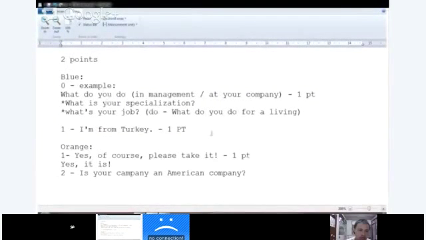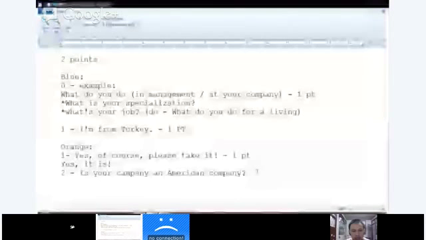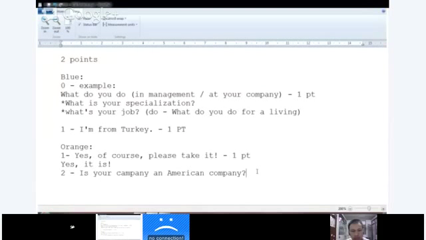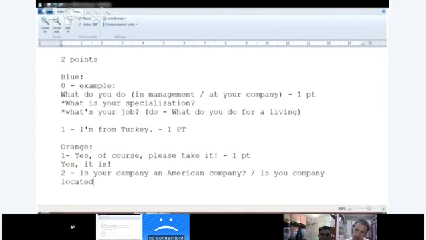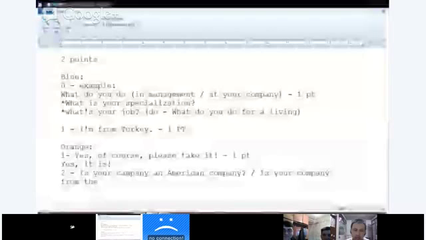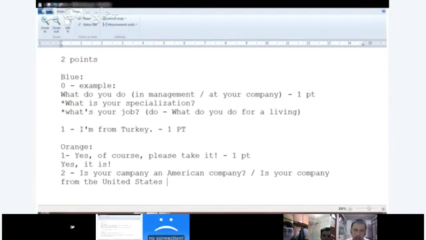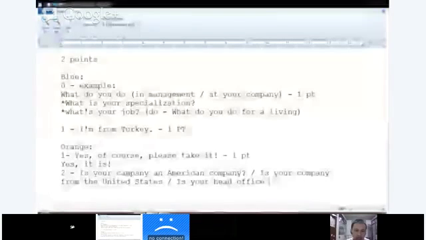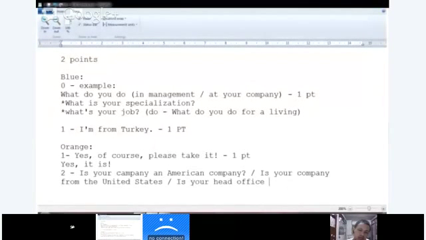Remember, you've only got 1 minute to decide between you and your team. Shelley, I think there's some grammar problem. Is this company located in America or something like that? Is your company from the United States? Or is your head office in the United States? But the answer is it's a French company. So couldn't we say, is your company an American company?